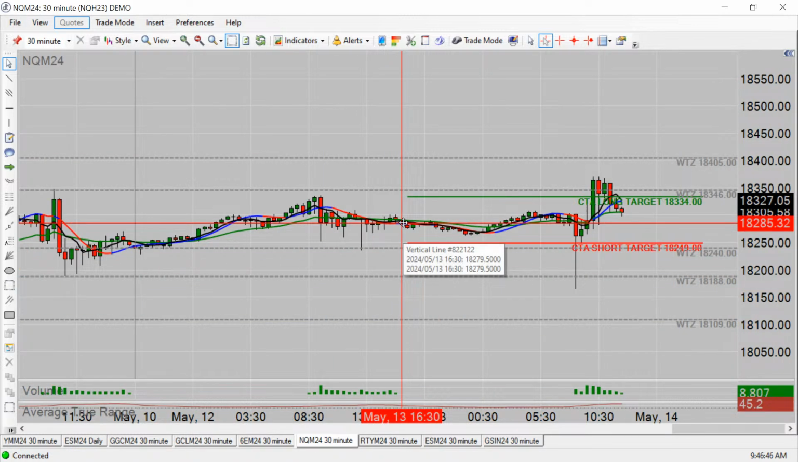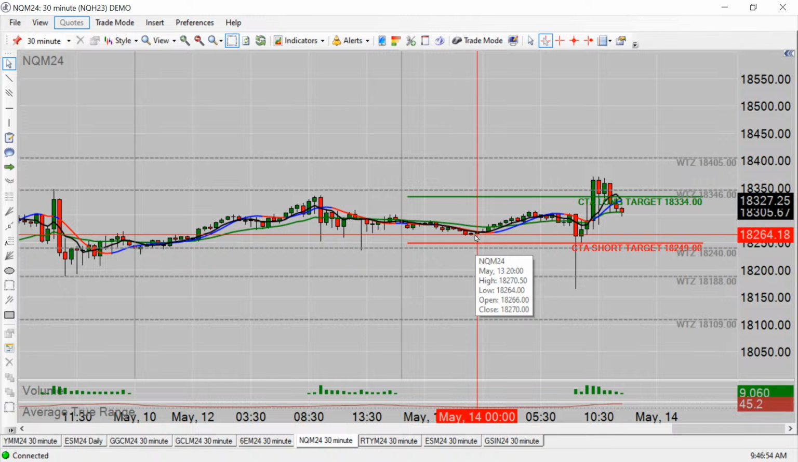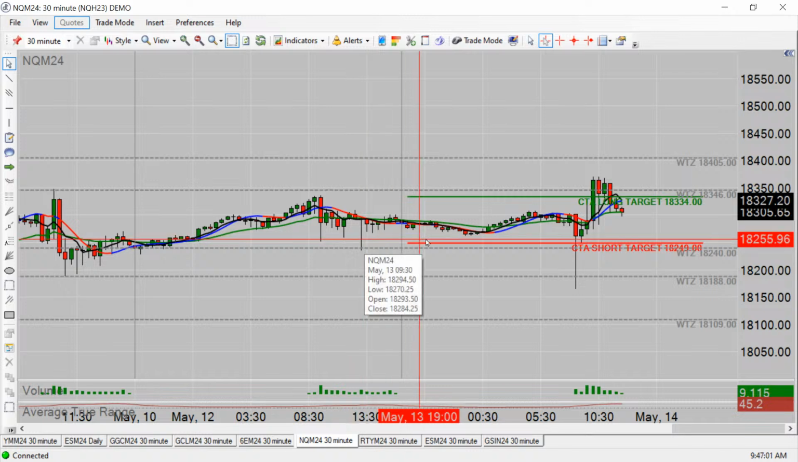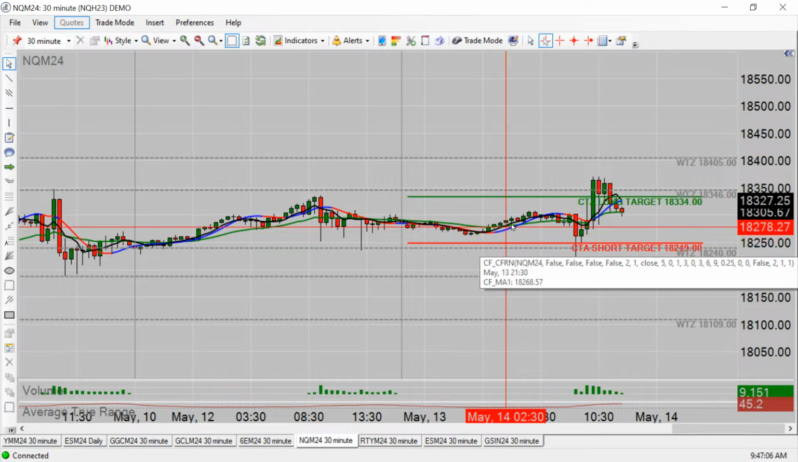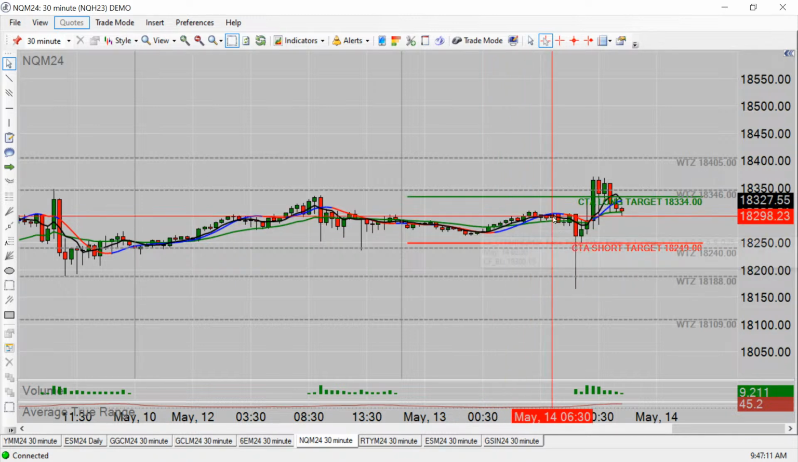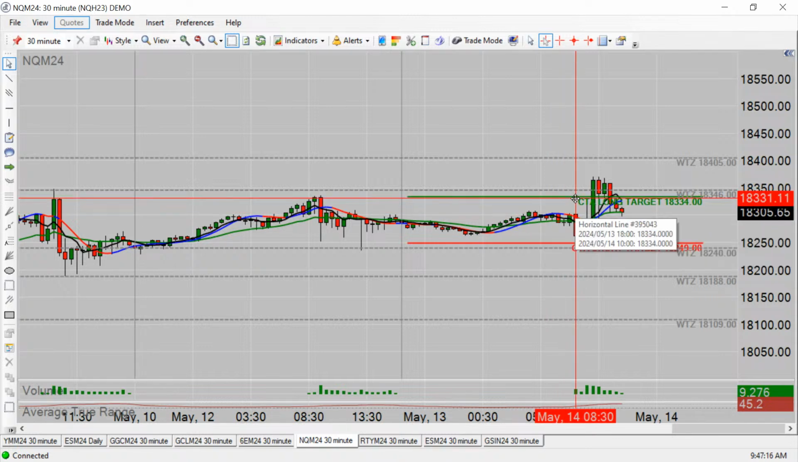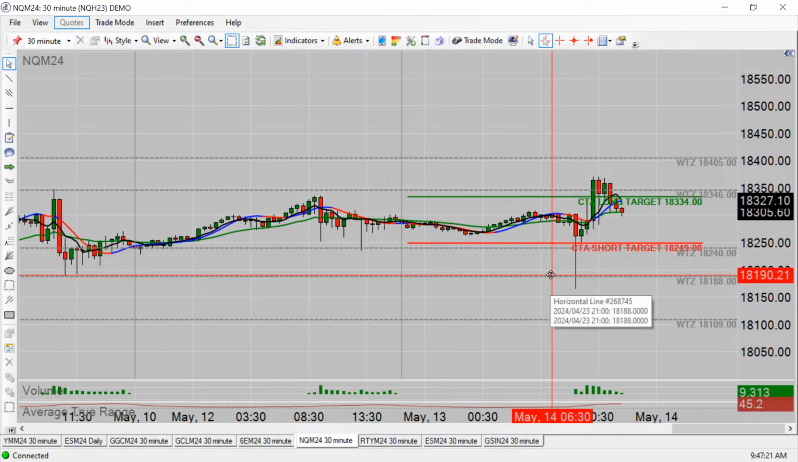NQ. We open below the BBC, but we don't really do much in the way of moving. You have to look left and realize that these areas here are going to be potential support, and they were. Then as we approach the London Open, we got a leg. It was enough to get your goal for the day. Then blue and climbing turned to red and falling. Out comes that 8:30 news. Down we go to the short target, all the way down to the next zone.